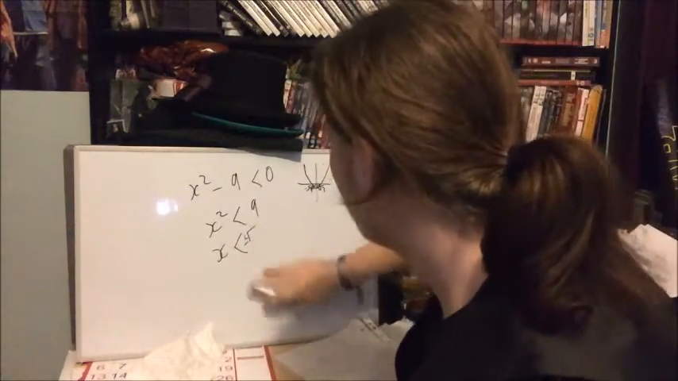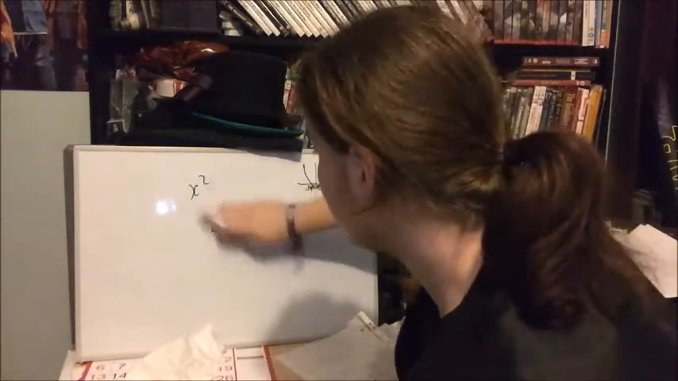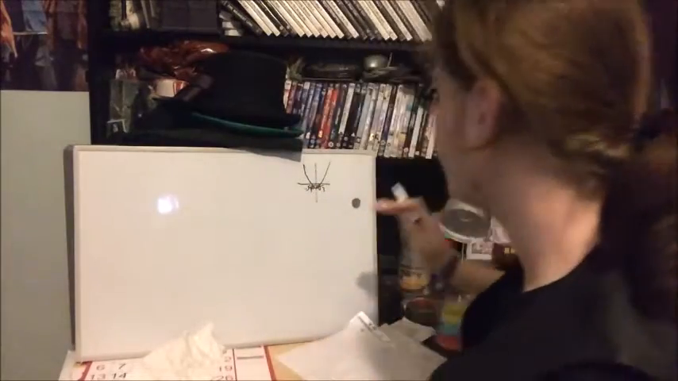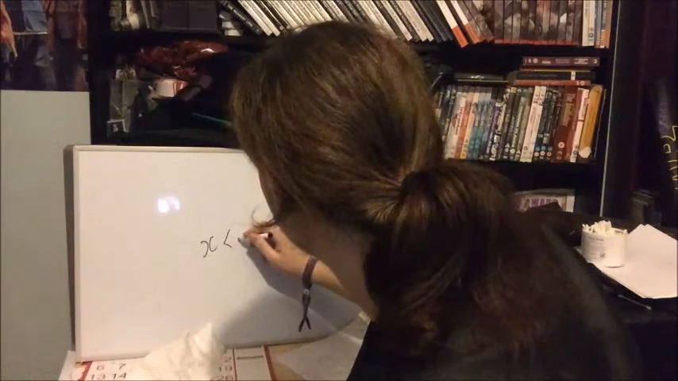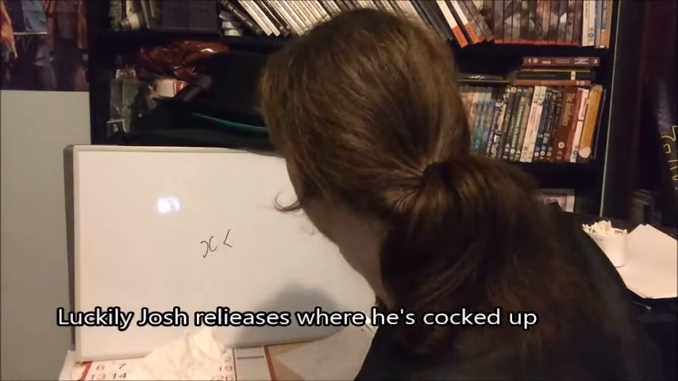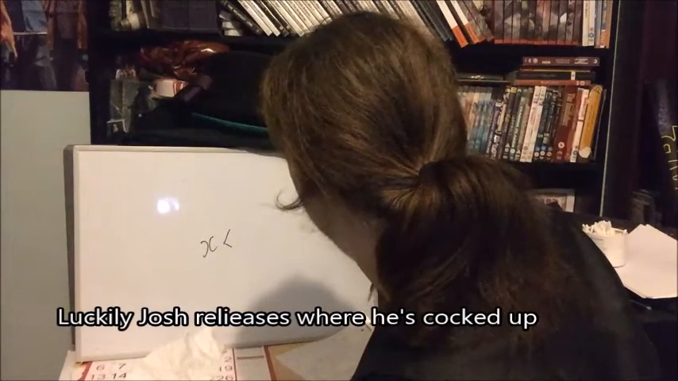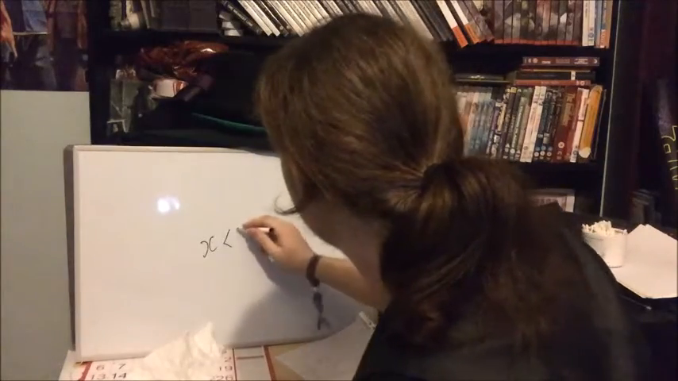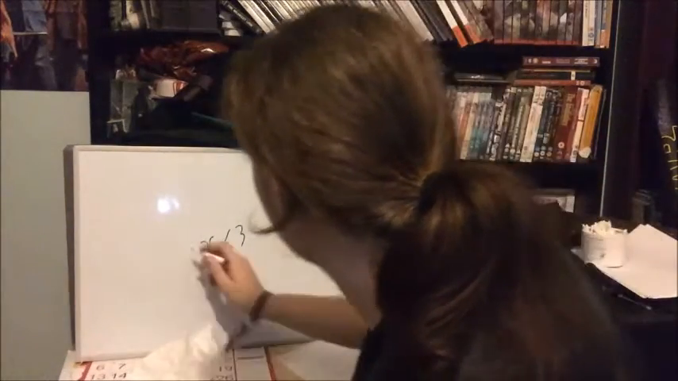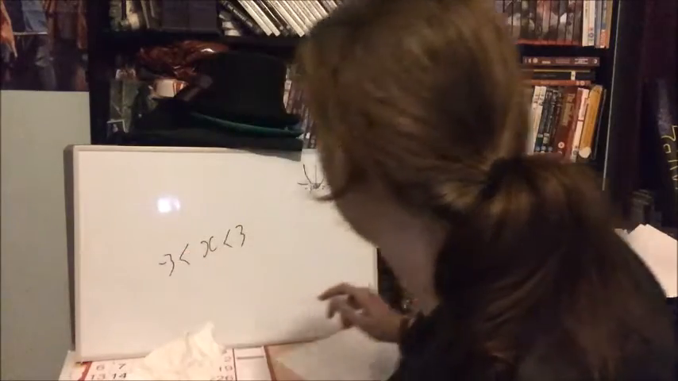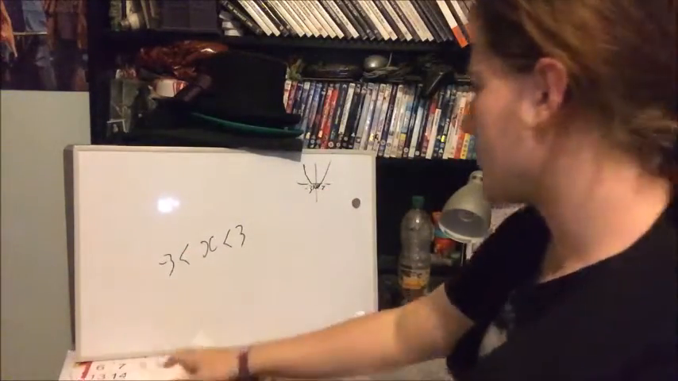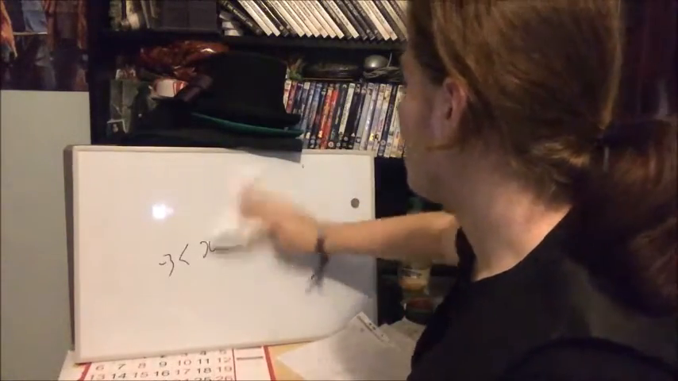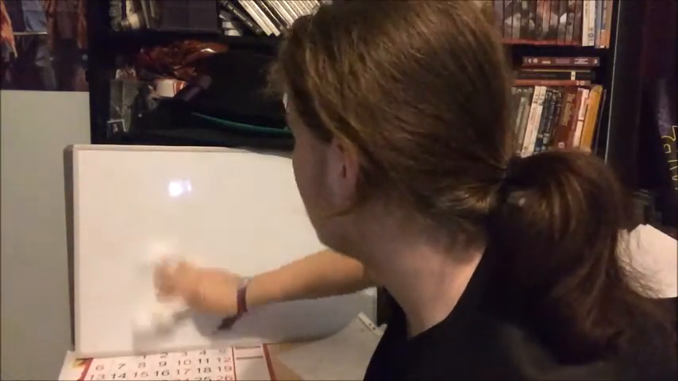So the actual answer that you should write is x is less than 3, but it's also greater than minus 3, i.e. it's between the two numbers. That's basically what you should write. In the case where it's the other way round, then write the other way round.